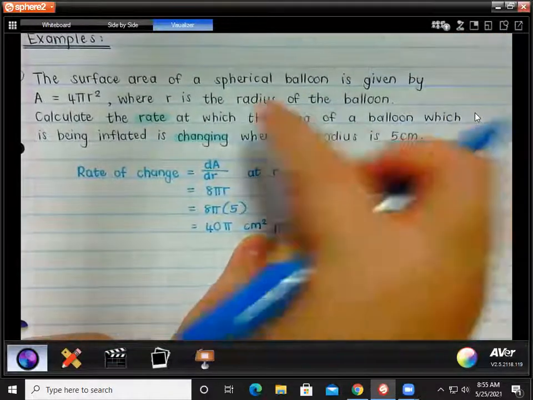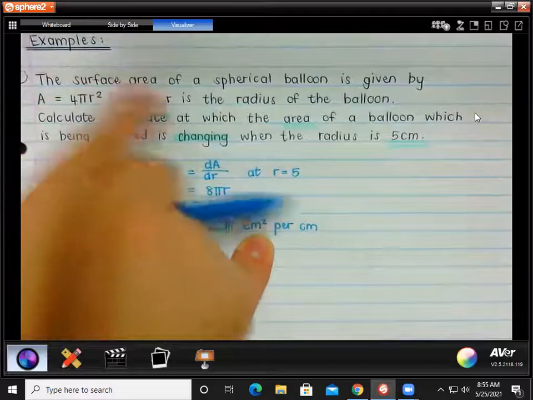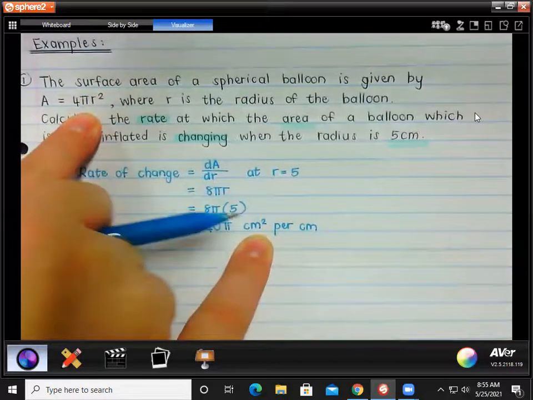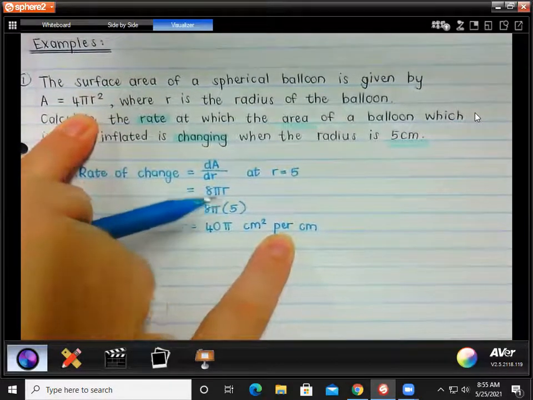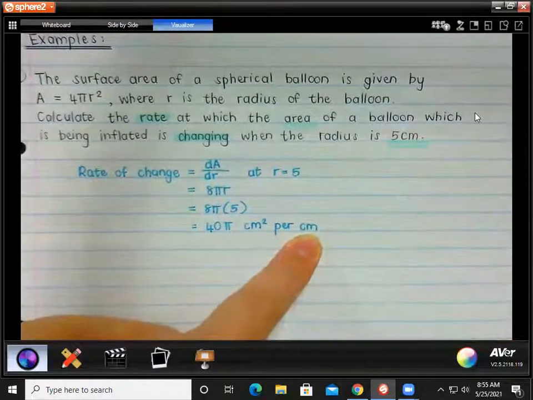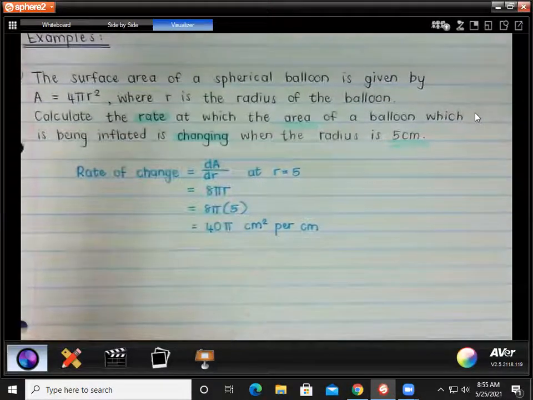The unit of the actual quantity that we are calculating the rate of change of, per the unit of the thing that we're subbing in. Yes.